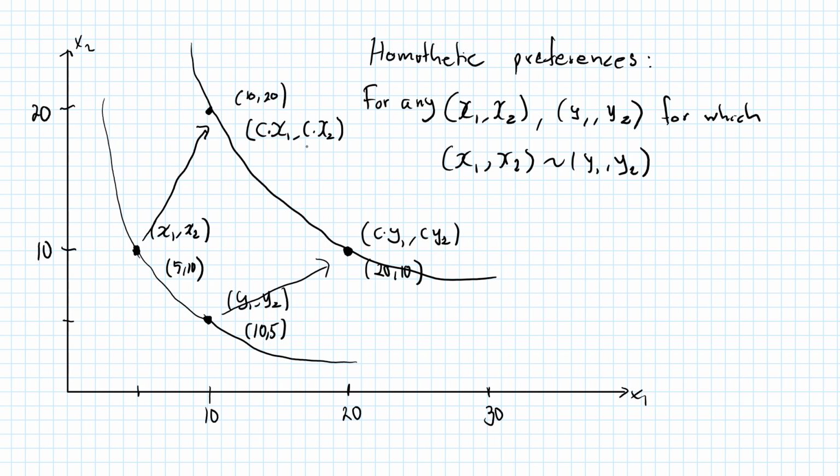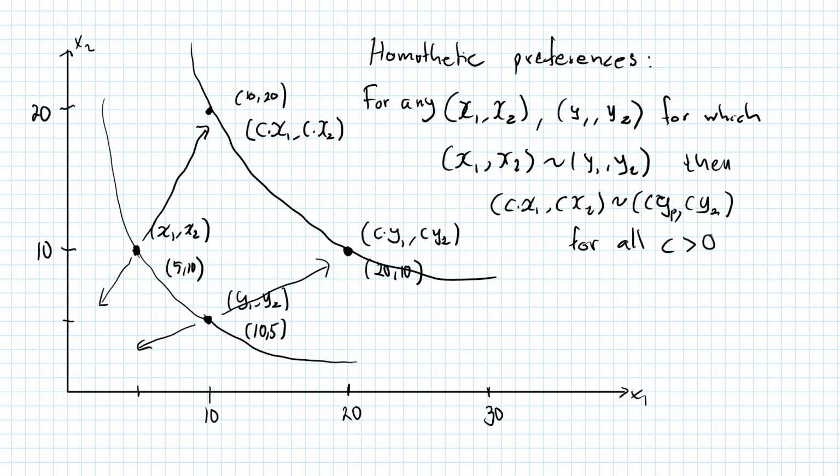If c is less than 1, well then I'm just taking bundles towards the origin, because then I'm taking away from the bundle. So what needs to happen when preferences are homothetic is that I need to be indifferent between these two new bundles as well. So cx1, cx2, I need to be indifferent between that one and cy1, cy2. If I add here a then, and then for all c greater than 0, then the definition is complete.